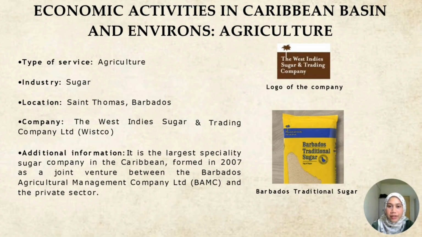So economic activity in Caribbean Basin environment. The first one is agriculture, industry, sugar. Location, St. Thomas, Barbados. Company, the West Indies Sugar and Trading Company. So it is the largest specialty sugar company in the Caribbean, formed in 2007 as a joint venture between the Barbados Agriculture Management Company and the private sector.